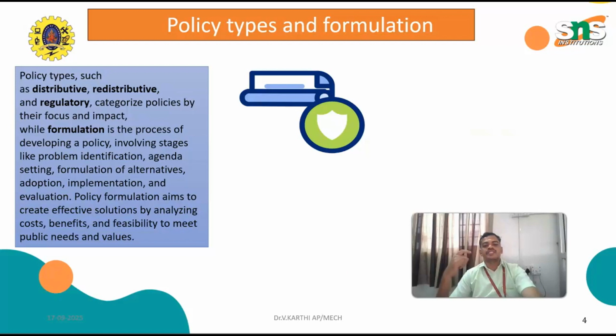Next one is implementation and governance: assign a single policy owner, publish in searchable places, version control, train stakeholders, audit adherence, publish summary reports. Next one is forecasting.